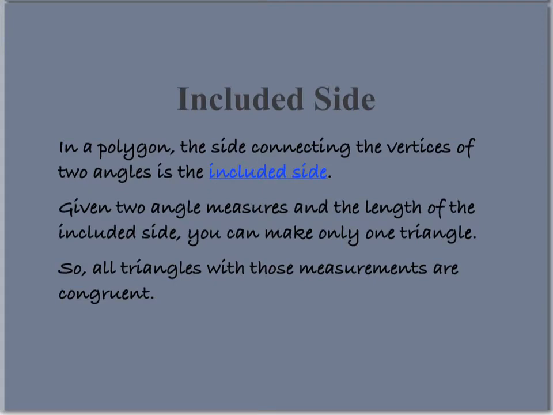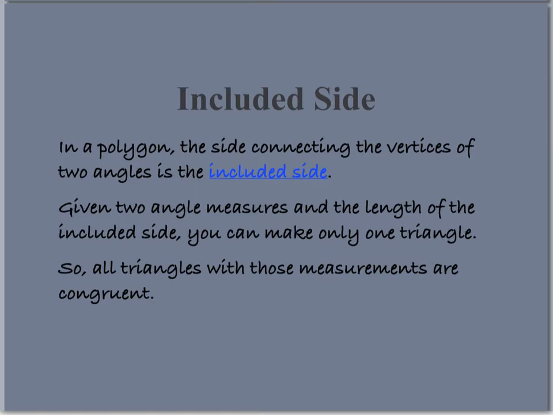Before we investigate that, I want to give you a definition. The definition is the included side. It's going to sound very much like the definition of included angle. In a polygon, the side connecting the vertices of two angles is the included side. If you remember from before, the included angle was the angle between two sides of a triangle, or formed by two sides of a triangle. Now we're talking about the included side, which is in between the two angles. So in our previous example with the ruler, it's the side that's parallel to the ruler.